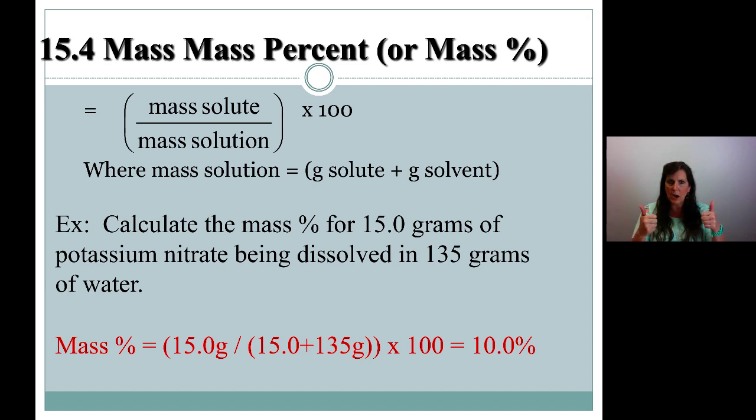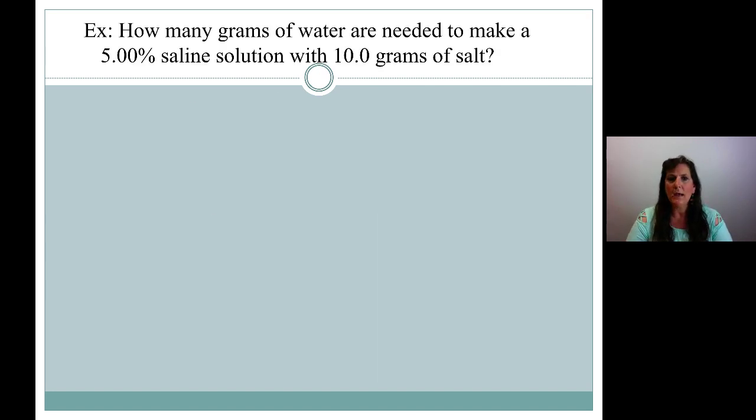All right, let's kick it up a notch and try another one. How many grams of water are needed to make a 5.00% saline solution with 10.0 grams of salt? Did you know salt water is saline solution? Well, now you know. So, how many grams of water are needed? Water is the solvent, and the percent is given to us. So we know it's 5.00%, and we have 10.0 grams of salt. Salt is our solute. Okay, so let's set this up.